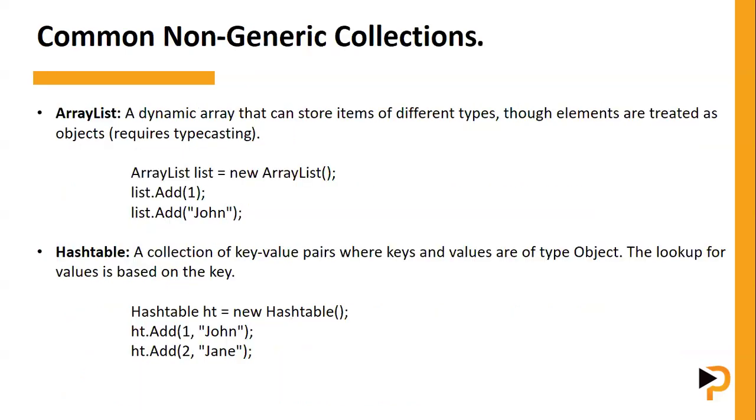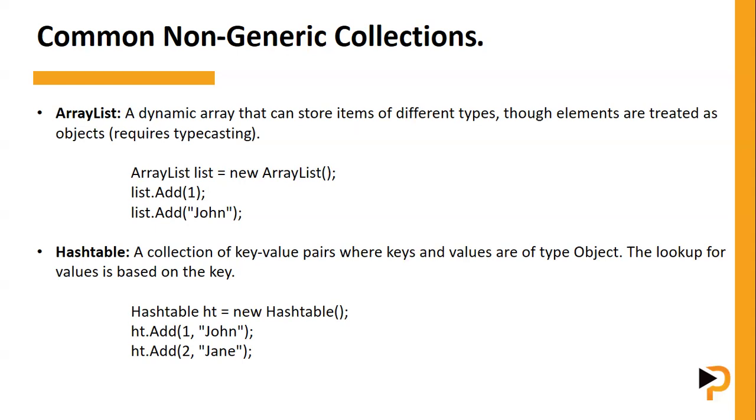So common non-generic collections, let's go ahead with it. ArrayList, Hashtable. So ArrayList is nothing but a dynamic array. It can store different types of data as elements and treats them as objects. So we created one ArrayList of no type. It's a non-generic collection, so there is no type safety. It means we can add an integer in the list, we can add a string in the list, and any type of object in this list, and it gets converted into an object in the ArrayList.